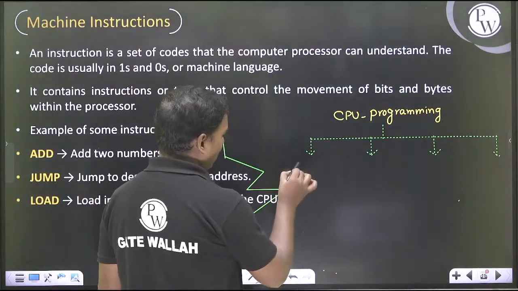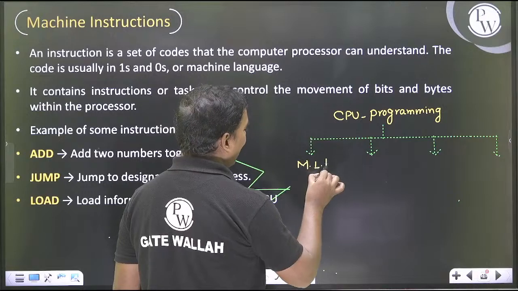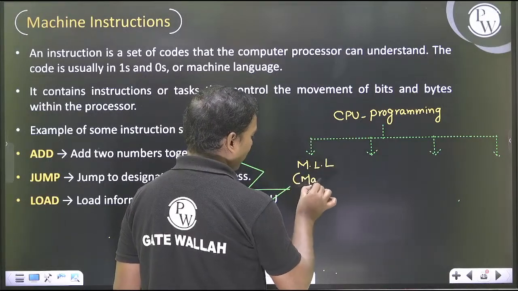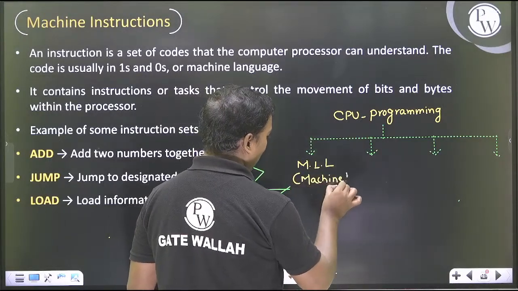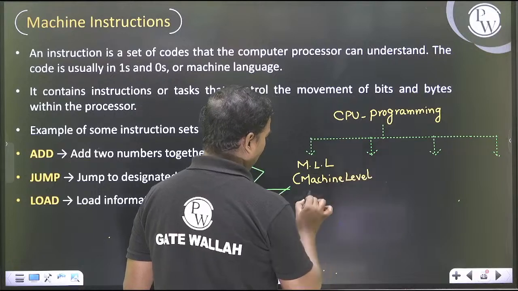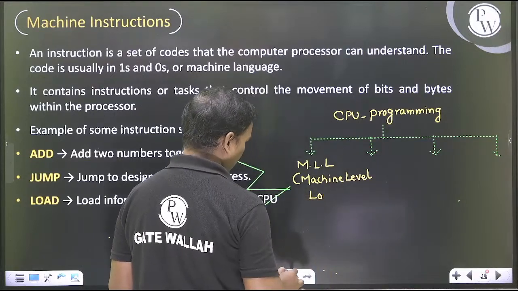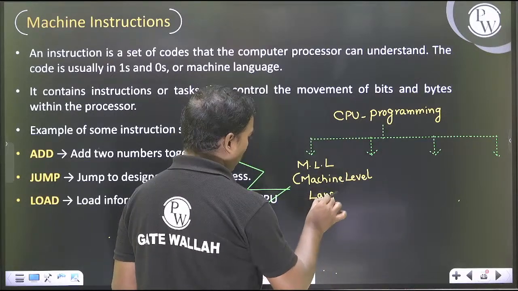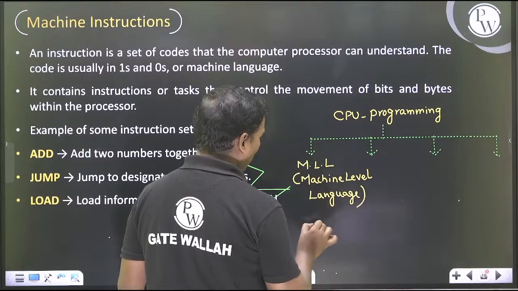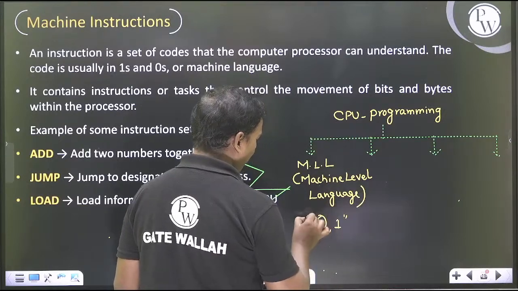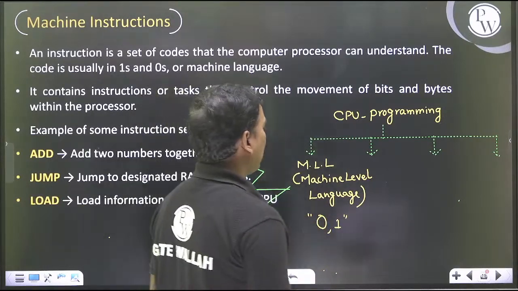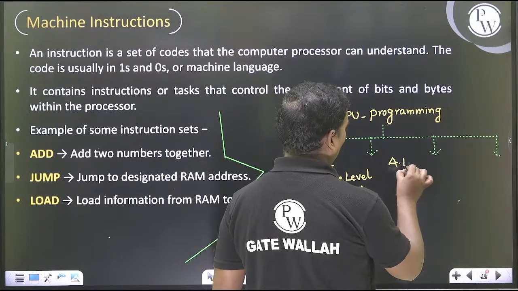सो फर्स्ट कम्स द MLL. MLL बोलो तो मशीन लेवल लैंग्वेज. सो ये जीरोस एंड वंस के रूप में रहता है. नेक्स्ट क्या है, ALP, असेंबली लैंग्वेज प्रोग्रामिंग.